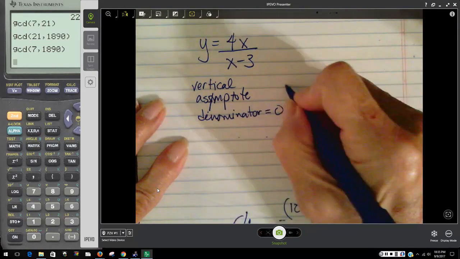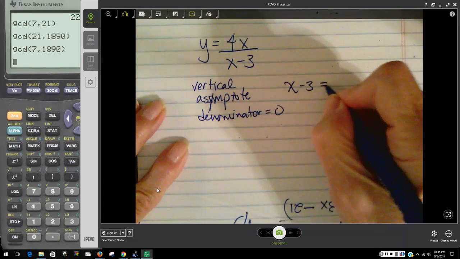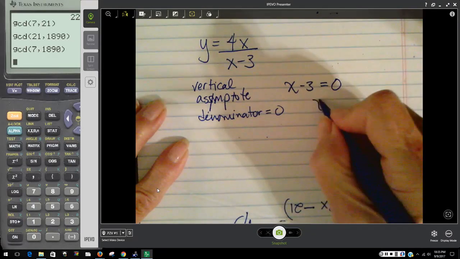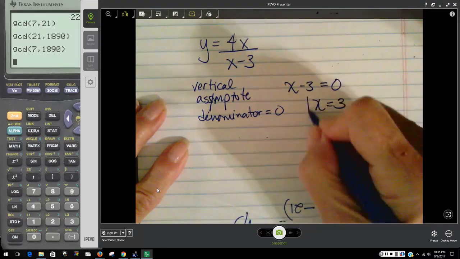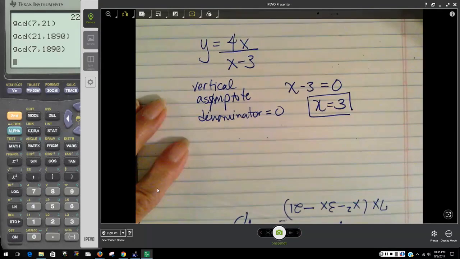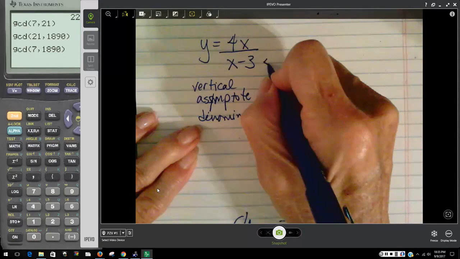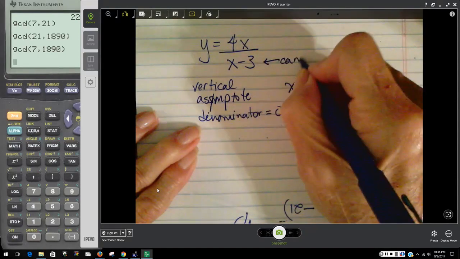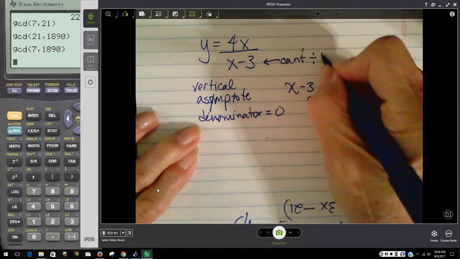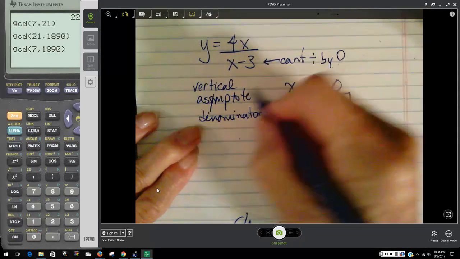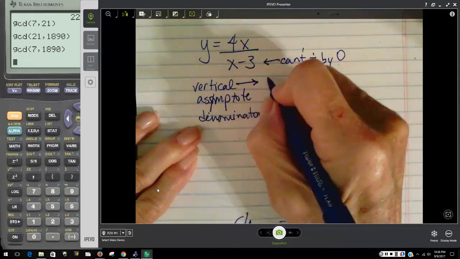So x minus 3 equals 0 when x is equal to 3. There's your vertical asymptote. If you need a way to remember how to tell which is which, remember you can't divide by 0. And the fact that it's vertical tells you it's going to be an x equals line.